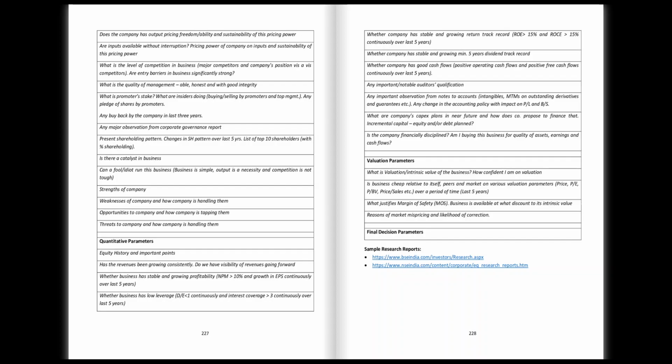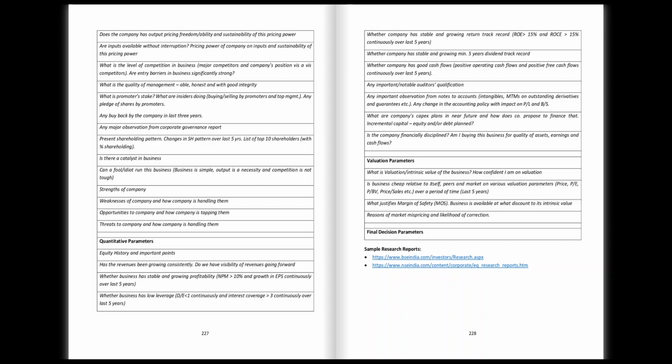Whether the company has a stable and growing minimum 5-year dividend track record. Whether the company has good cash flows: positive operating cash flows and positive free cash flows continuously over the last 5 years. Any important or notable auditor's qualification. Any important observation from notes to accounts, intangibles, MTMs on outstanding derivatives and guarantees, etc. Any change in accounting policy with impact on P&L and balance sheet. What are the company's CAPEX plans in the near future and how does the company propose to finance that? Incremental capital, equity, and/or debt planned. Is the company financially disciplined? Am I buying this business for quality of assets, earnings, and cash flows?